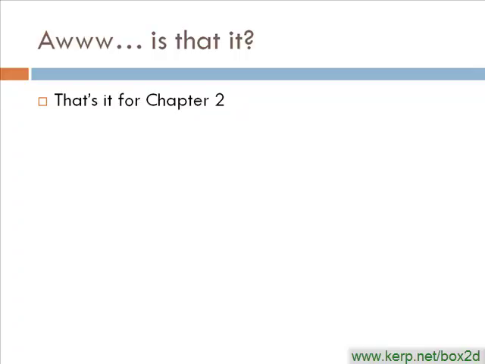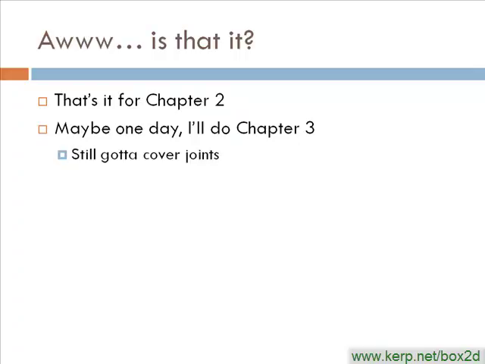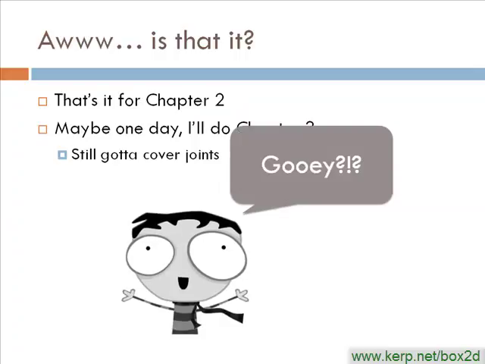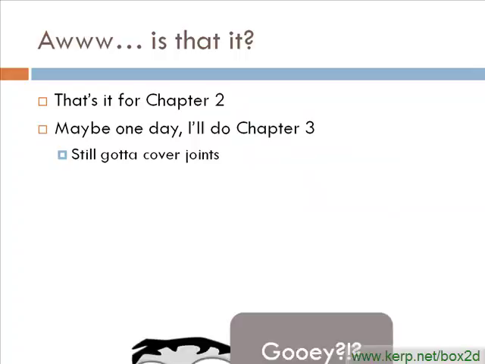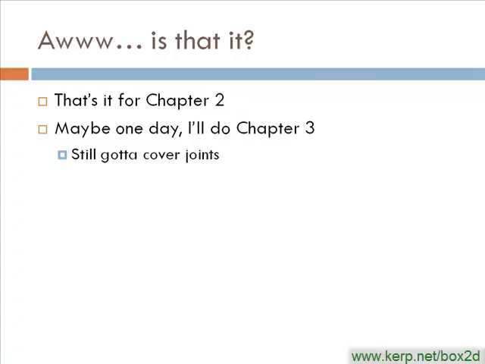Maybe at some point one day I'll do Chapter 3 because I'm realizing there's one large section of the Box 2D engine I haven't covered, and that's joints. And that allows you to do things like attach two bodies together or attach spring-like objects between two bodies, and that can give your game a feel that's a little more, what's the word I'm looking for? Yeah, that's it, gooey. But I'll be honest, these tutorials took an awful lot of work, and I'm kind of tired of them at this point.